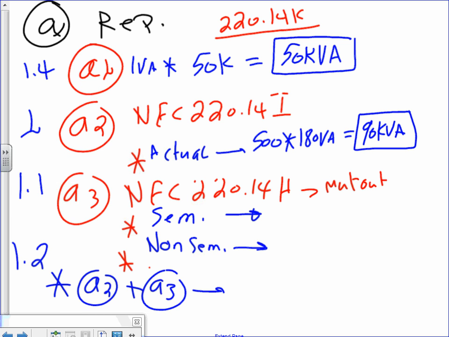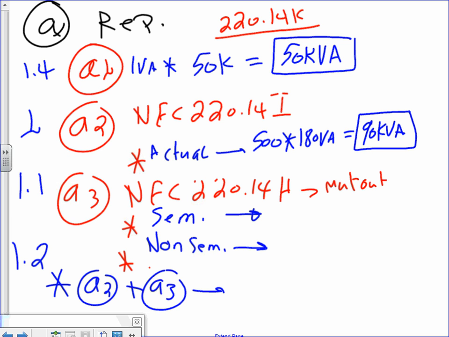Anybody want to challenge where the 180 came from? You guys are looking at it, right? Right there. Okay, shall we move to A3? That's it. That's it for the receptacles. Let's go to 220.14(H), please. Go to 220.14(H), yes, sir.